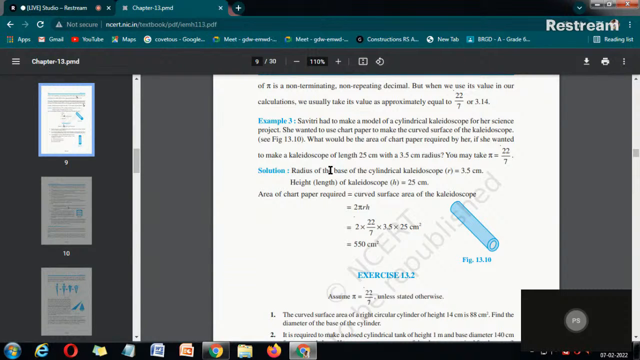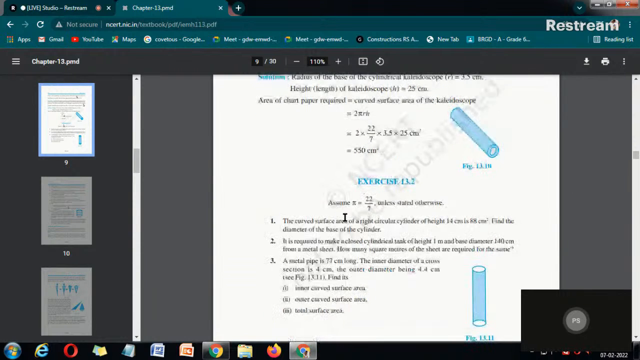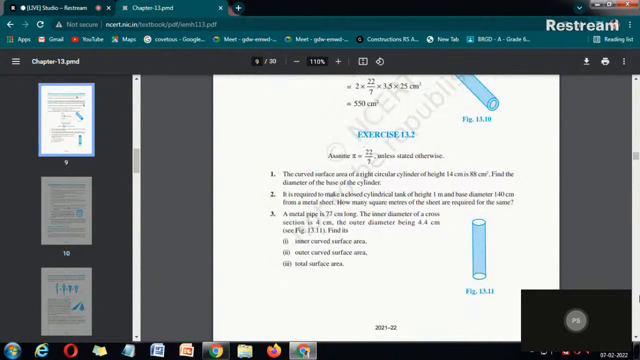Going with the third question. A metal pipe is 77 centimeter long. This is a very important question, guys, but it is a tricky question, the third one. Only total surface area, but first and second are easy. So the metal pipe is 77 centimeters long. This is the height.